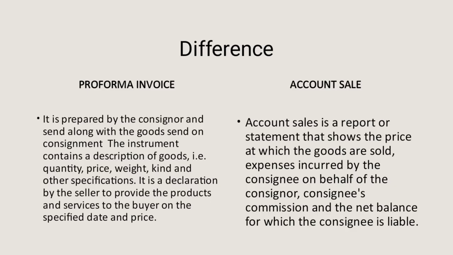And it is a declaration by the seller to provide the products and services to the buyer on a specific date. On the other hand, account sale is a report or a statement that shows the price at which the goods are sold, expenses incurred by the consignee on behalf of the consignor, consignee's commission, and net balance for which the consignee is liable.